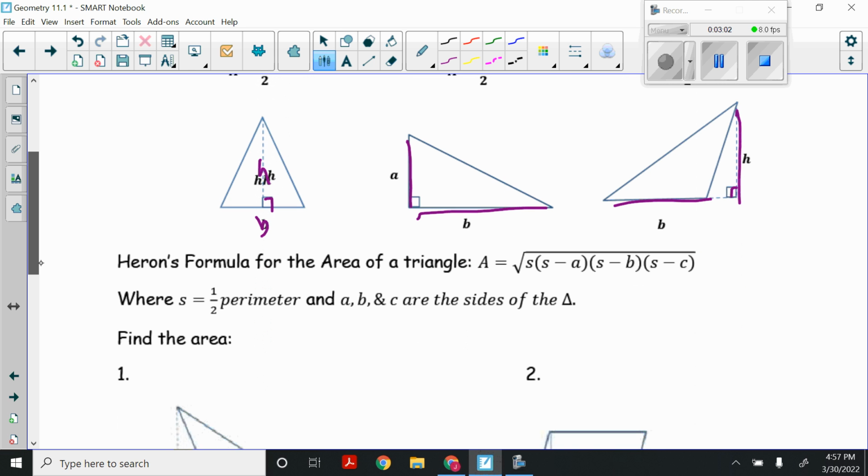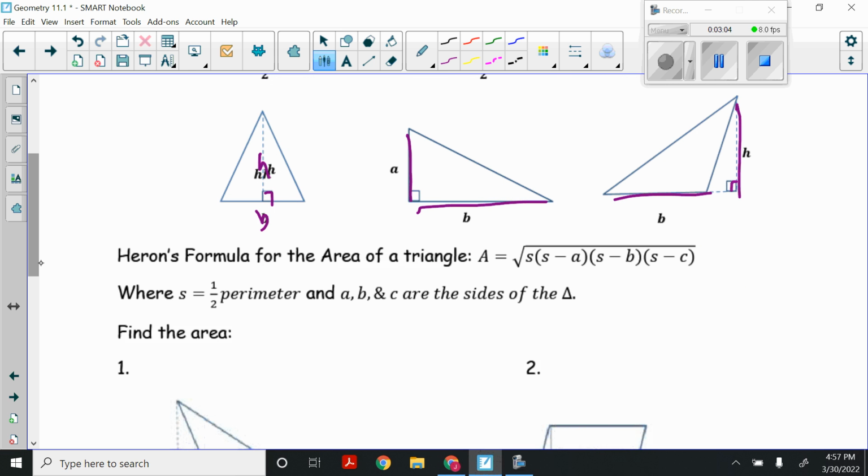So now we're going to talk about something called Heron's formula for the area of a triangle. This is probably something new. So what if I don't know the height or base? Heron's formula tells me that the area is equal to the square root of s times (s minus a) times (s minus b) times (s minus c), where s is half the perimeter and a, b, and c are the sides of the triangle. So let's just look at some examples.